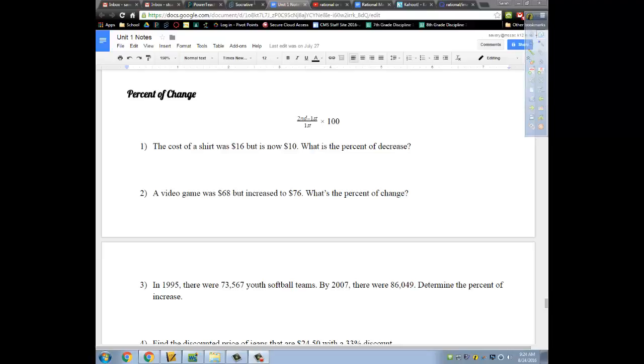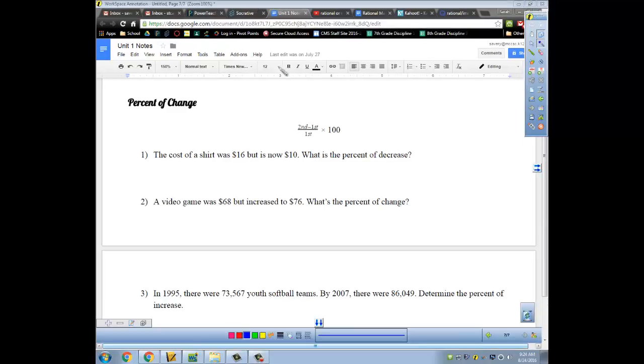Okay, today we're talking about percents. We're going to start off with percent of change, and then the last two questions will give us the percent, and we will need to find the final price of something. So for percent of change, you need to understand what the words mean.